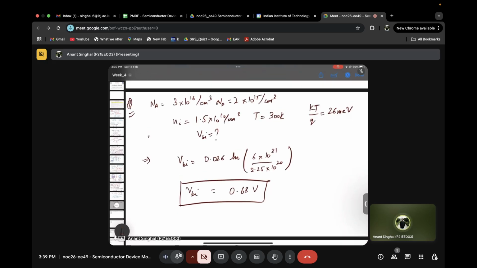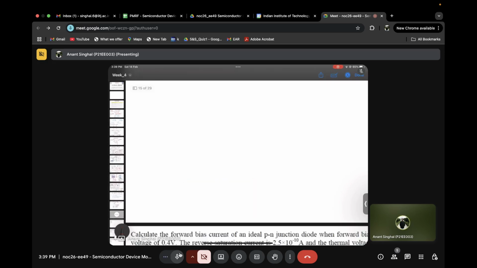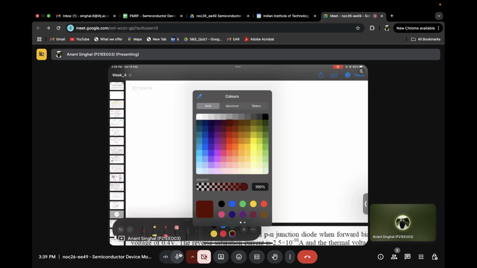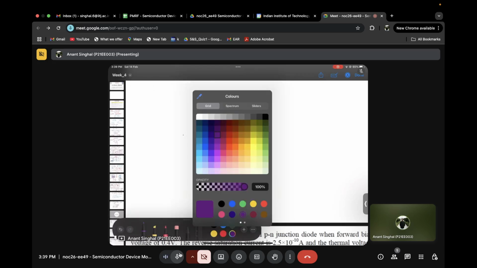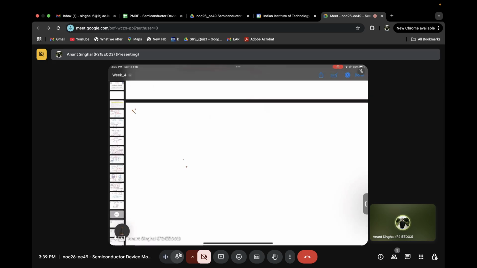Has everyone got this answer? Any doubt in this? Okay, I hope not. So now we established what the built-in potential is. We have already seen that we use the Poisson equation to calculate the electric field or the potential, right? So now we'll try to calculate the electric field.